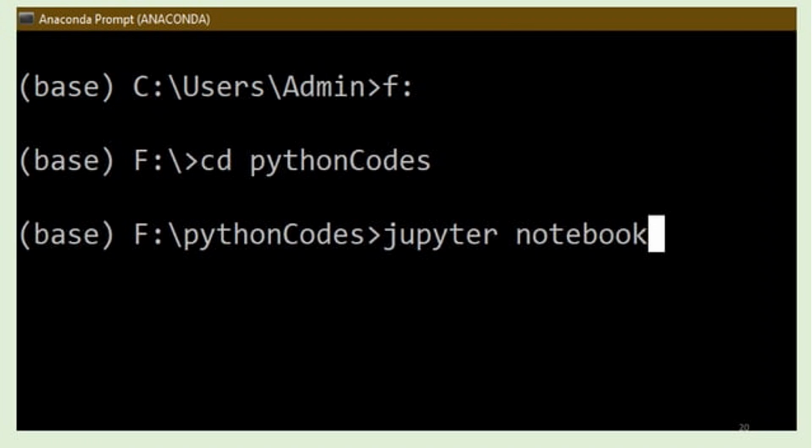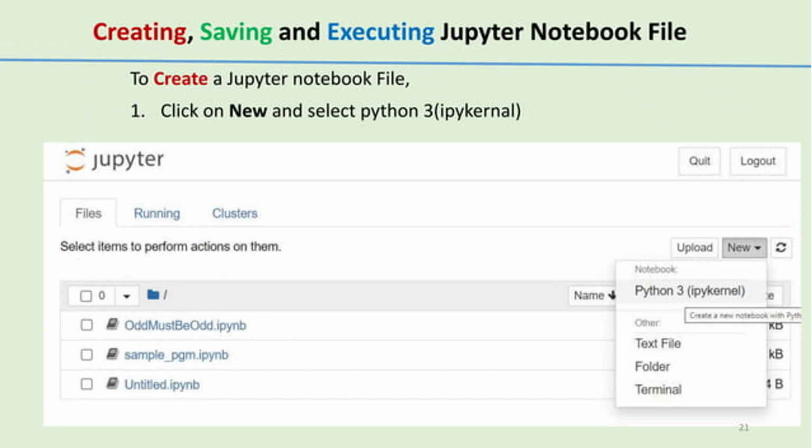Next, navigating to the working directory. This is a screenshot of the Anaconda prompt showing commands to change the directory to a specific location, and then the command to launch Jupyter Notebook. And next, creating a Jupyter Notebook file.